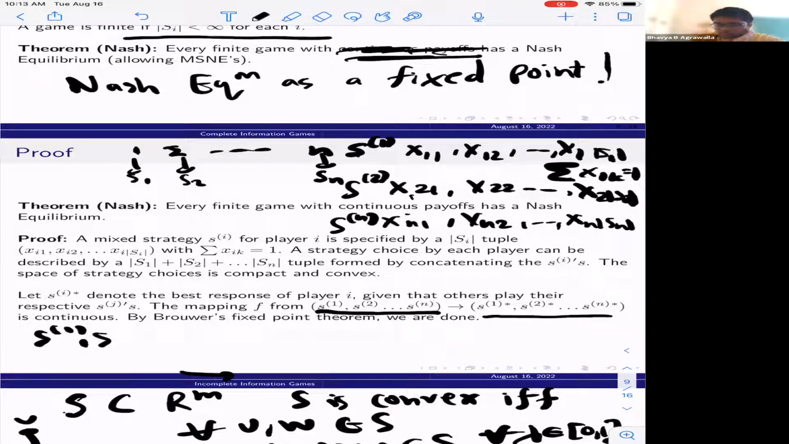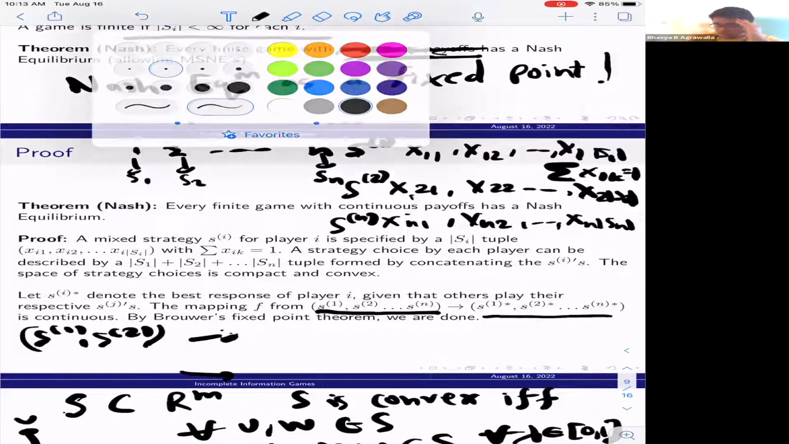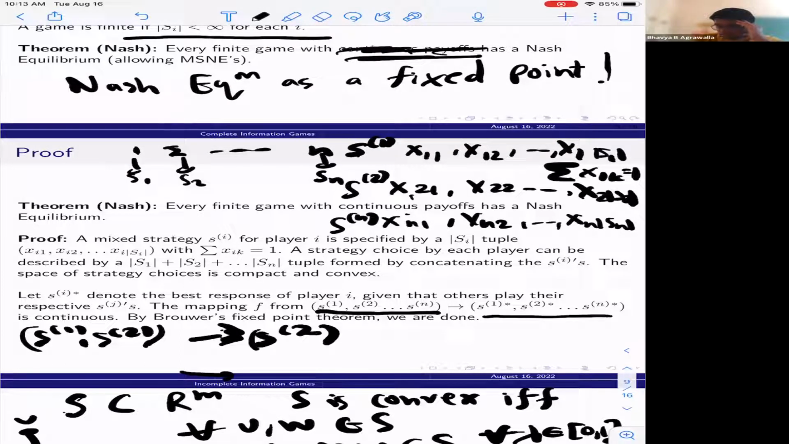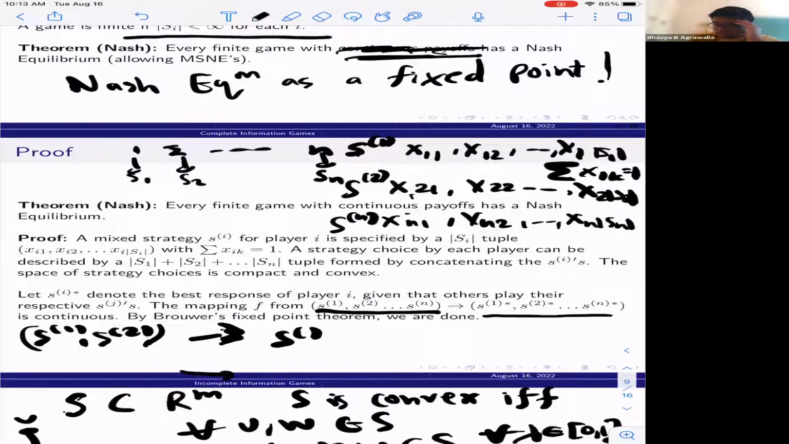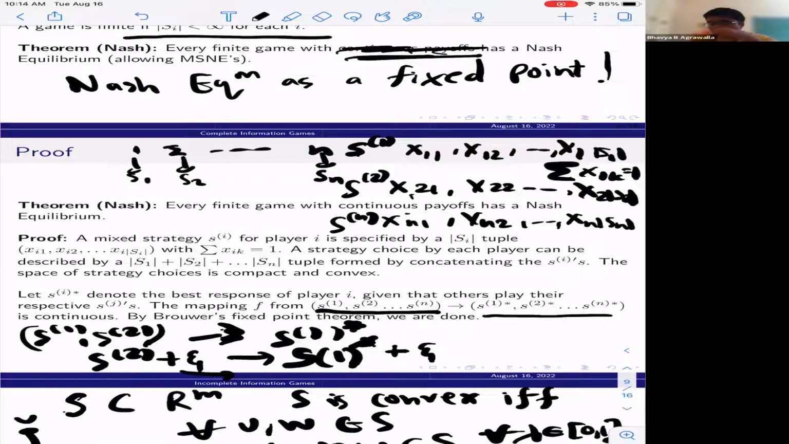Because the thing is that, let's say I'm player one, and let's say there are only two players. I'm player one and the other player is player two. Let's say my best response to S2 is some S1 star, and let's say player 2 has another strategy, S2 plus epsilon, where it changes its probability distribution by just a little. Then my best response will also change in a very small manner. If the other players change their probability distribution by a little bit, then the best response is also changed by a little bit.